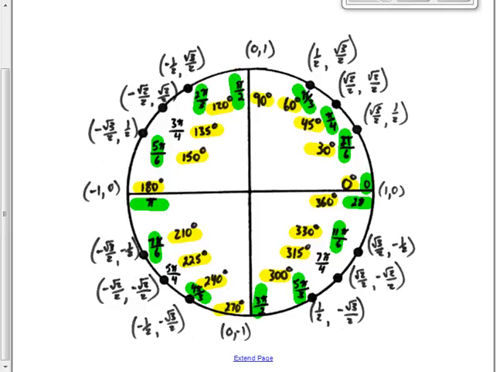If I move on another pi over 4, I'm at 3 pi's over 4. Another pi over 4, I'm at 4 pi's over 4, which is just pi. Another pi over 4, I'm at 5 pi's over 4. Another one, I'm at 6 pi's over 4, which reduces to 3 pi over 2. Another one, I'm at 7 pi over 4. And one more, I'm at 8 pi over 4. 8 pi over 4 reduces to 2 pi.